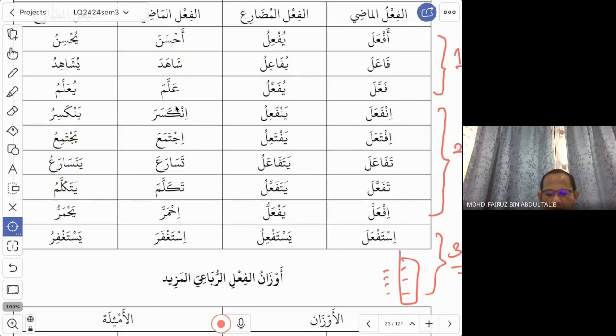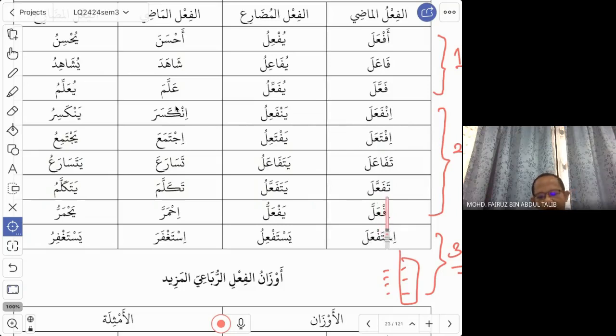So ijtama'a, yajtami'u. Ifta'ala, yafta'ilu; ijtama'a, yajtami'u. Now, another wazan, tafa'ala, yatafa'alu. So here we have ta and alif as the additional letters. Tasara'a. So this is the word that we learned in yesterday's text. Tasara'a, to rush, to hurry, to go in a hurry. We say tasara'a, tafa'ala, and the mudari is yatafa'alu. So tasara'a, yatasara'u.